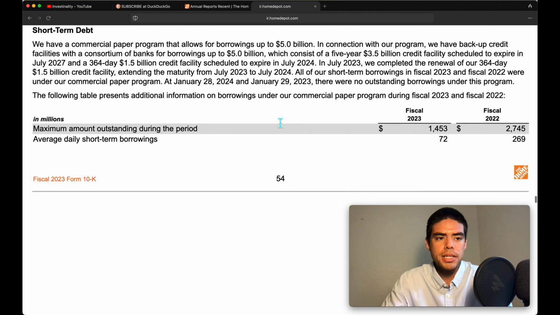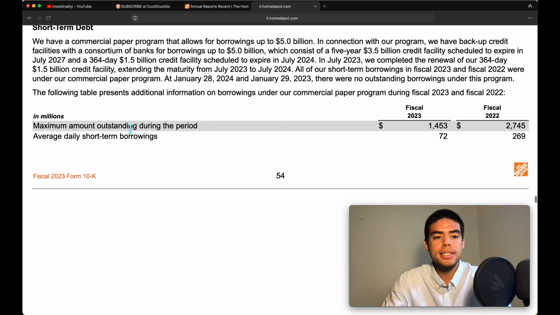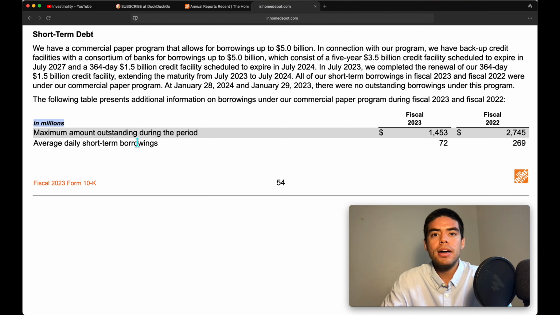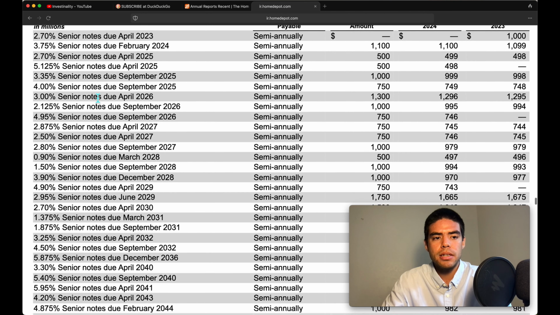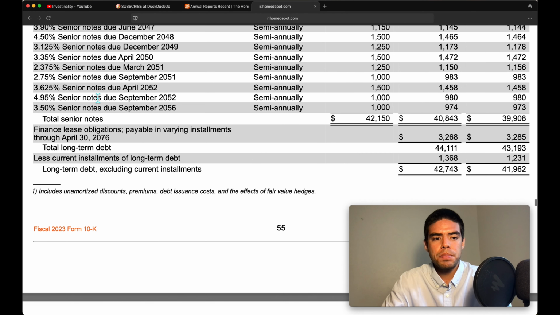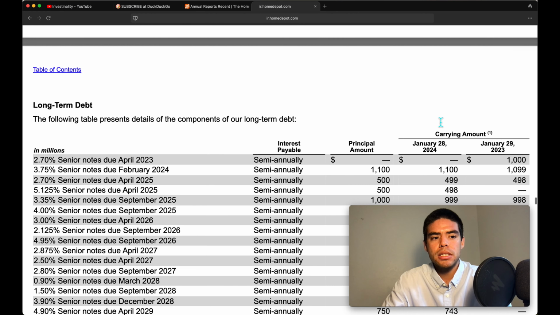This is the long-term debt, and the short-term debt is right next to it. So here we have debt and derivative instruments. So our short-term debt of Home Depot is going to be the maximum amount outstanding during the period, which was $1,453 million. So that's the short-term debt. We're also going to need the long-term debt. So Home Depot's long-term debt is going to be the sum of all these senior notes plus the finance lease obligations. So total long-term debt is going to be $44,111 million. That is going to be our debt values.